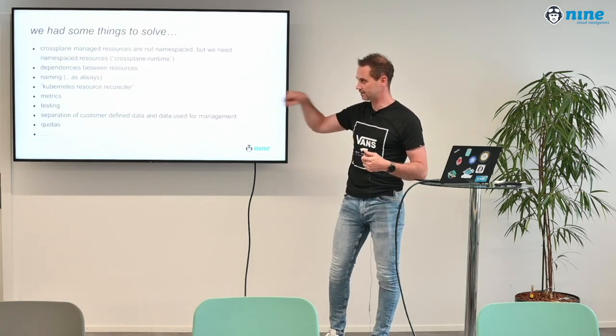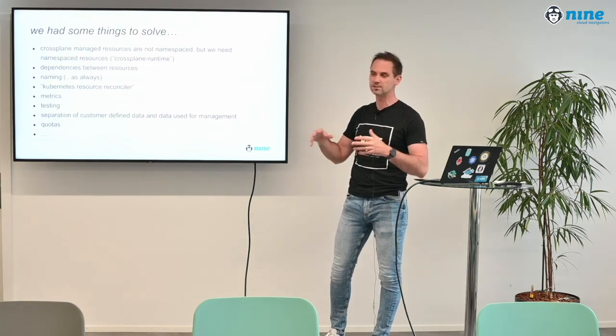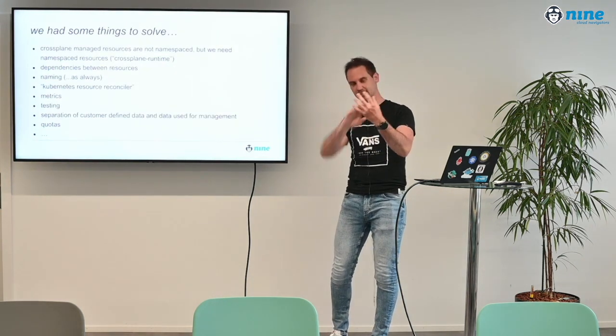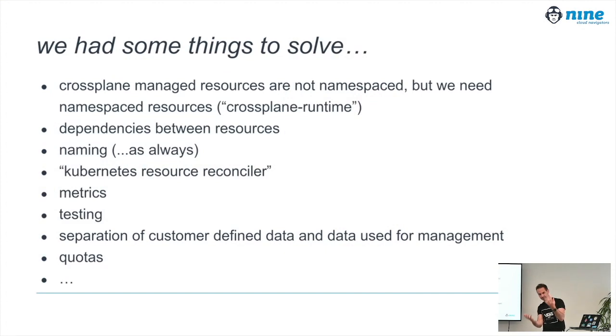And the Kubernetes resource reconciler is just usable to create a Kubernetes resource, like a CRD. Like one reconciler just creates another CRD on the same cluster. That's not possible with crossplane runtime. It doesn't have that, so we had to come up with a reconciler which does that. Metrics, you all know. I mean, we need to know the error rate and stuff like that. And testing, that's always an issue.